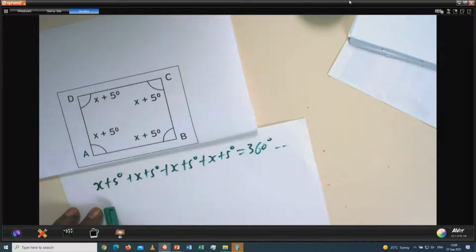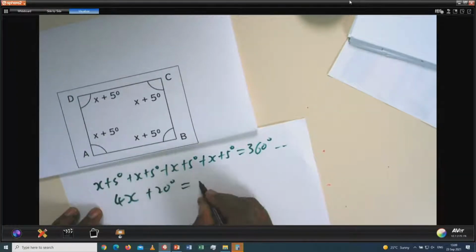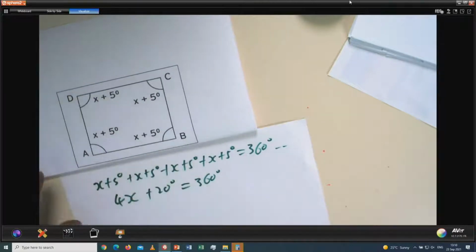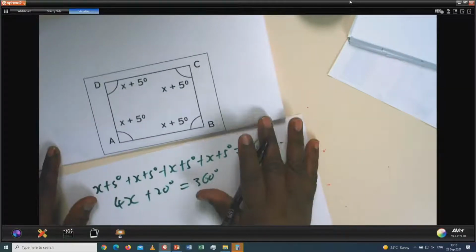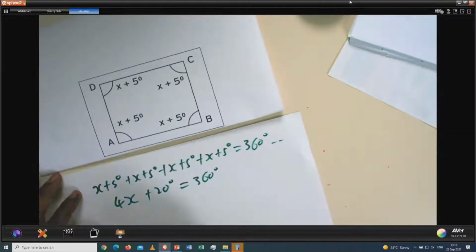Therefore, how many x's do you have? 1, 2, 3, 4. 4 of them, which is 4x. How many 5's do you have? 1, 2, 3, 4. 4 of them, what do we get? 20 degrees equals 360 degrees. So if these angles are equal, do you think it's a rectangle? We'll see. And what is a rectangle again? All angles should be equal.